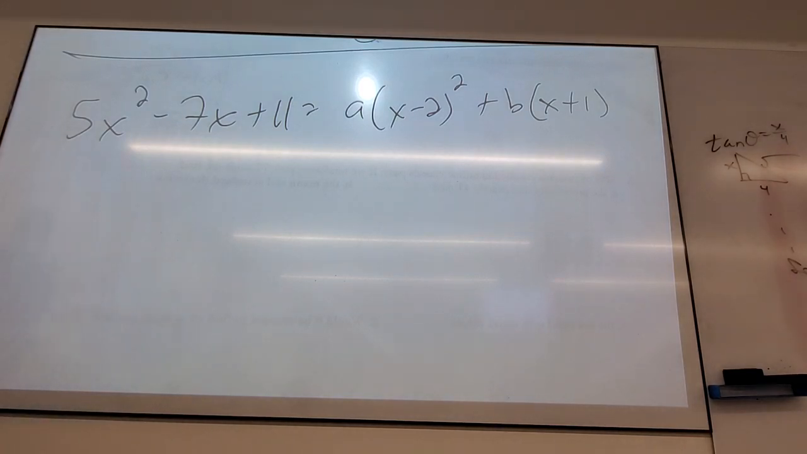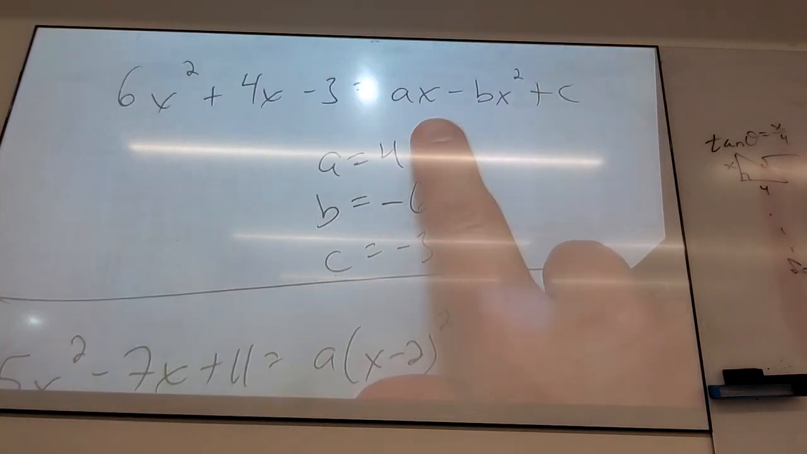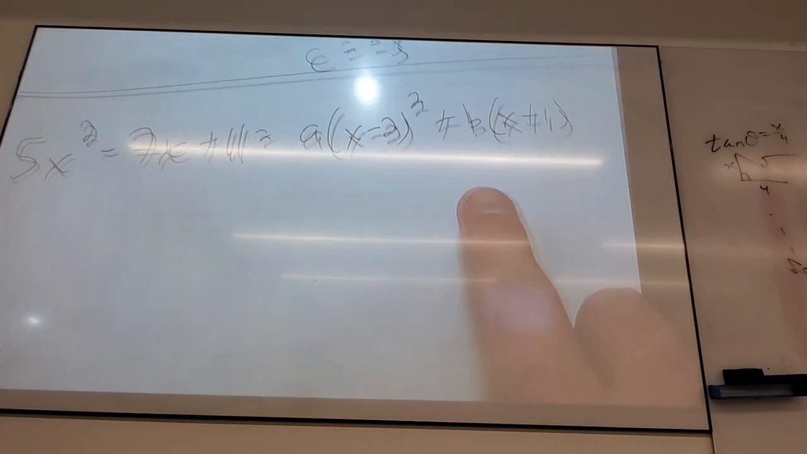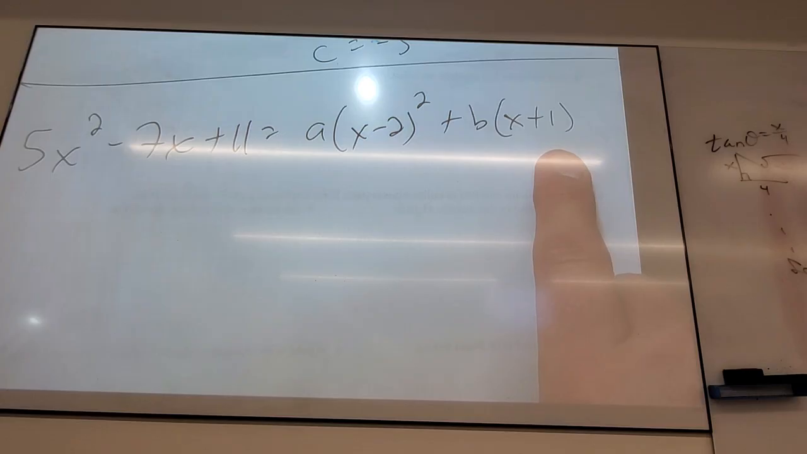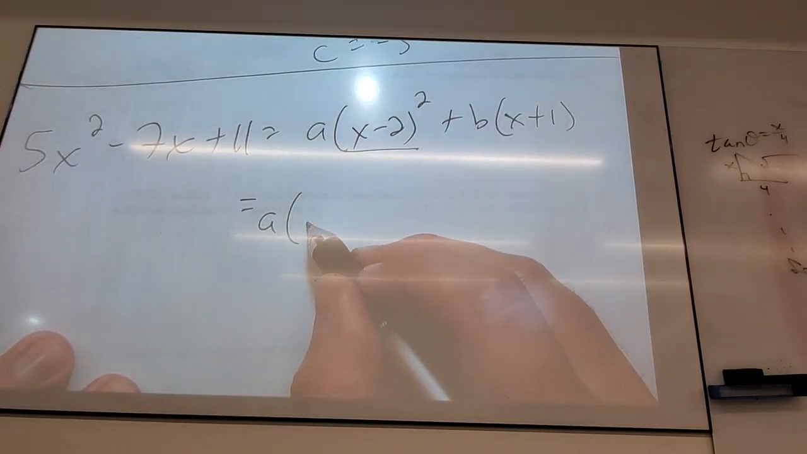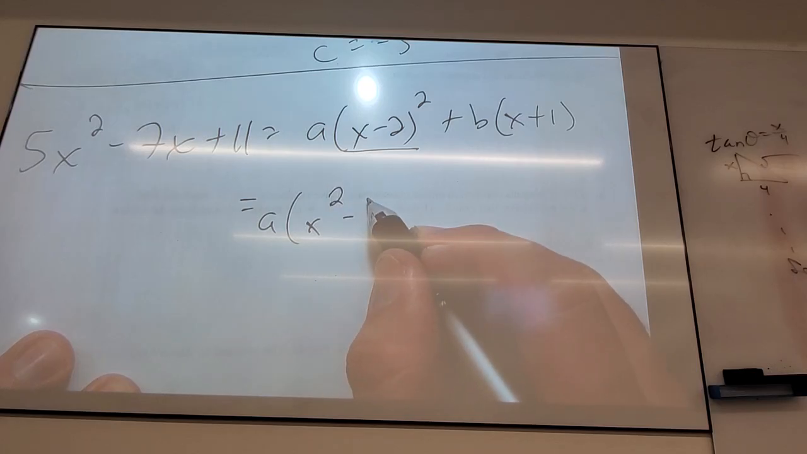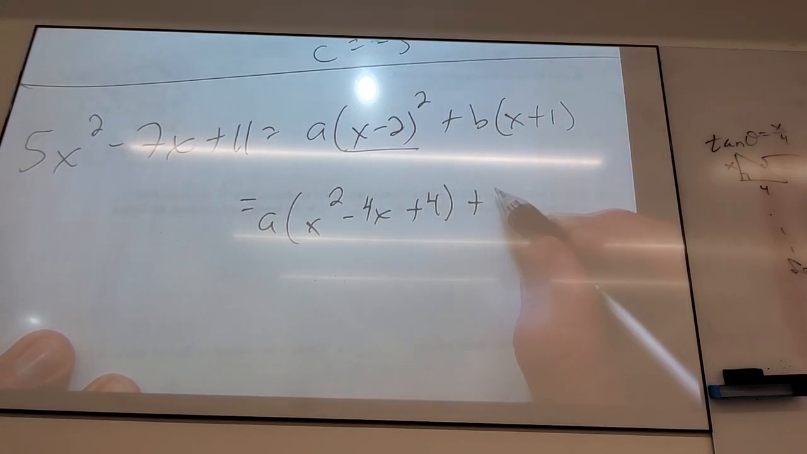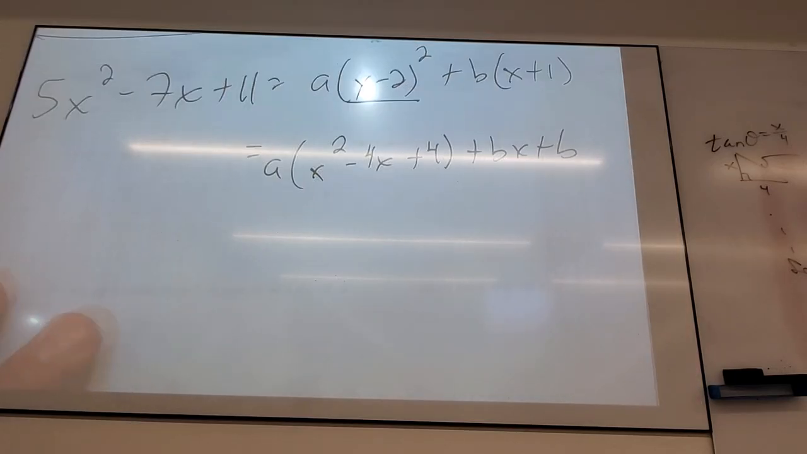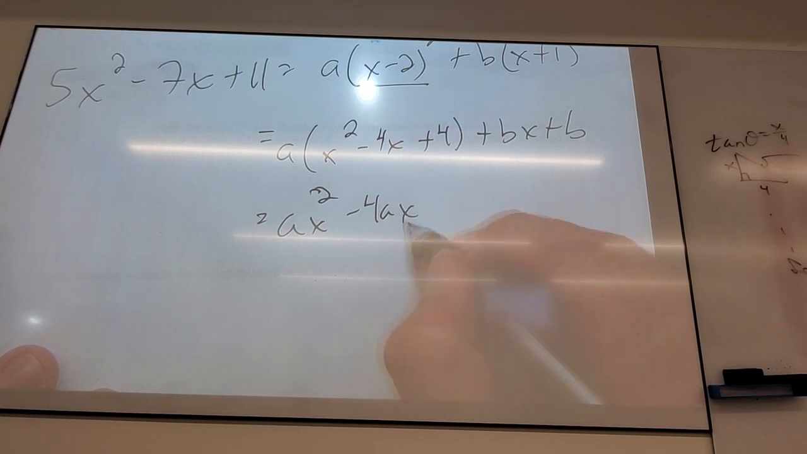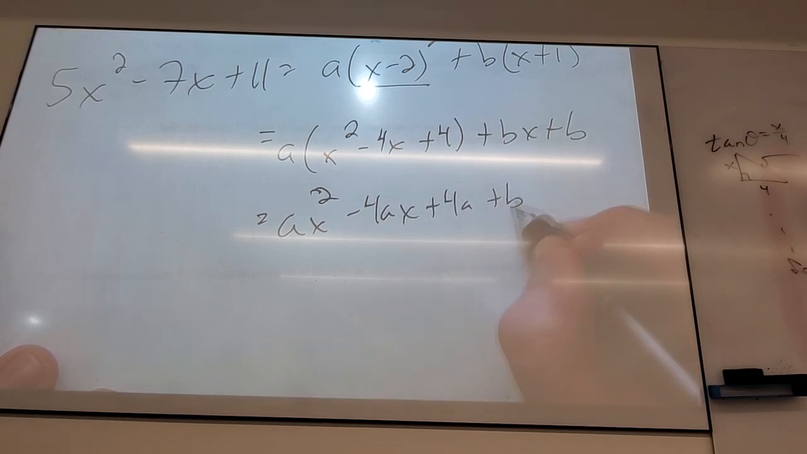Okay. What's the difference between this and this? Why was this easy? They're in the same form. Yeah, they're in the same format, right? This is already multiplied out. So what am I going to do with this business? Multiply it out. Okay. How do you FOIL this? Yes? And then you get ax squared minus 4ax plus 4a plus bx plus b.